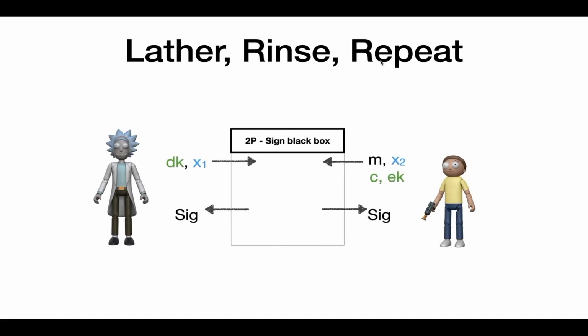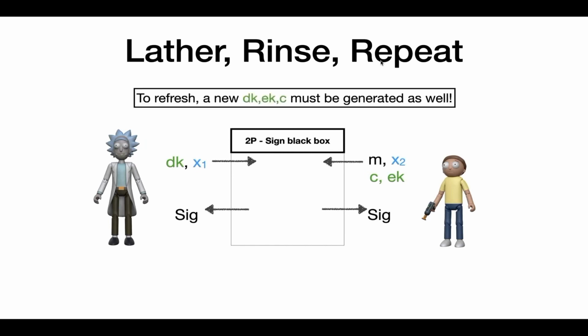For completeness, let's imagine how a two-party signing protocol would look. Again, treating the protocol itself as a black box, Morty inputs a message to be signed, M, and both input their outputs from the key generation. As a result, both get a signature. However, we want to focus on the refresh protocol.